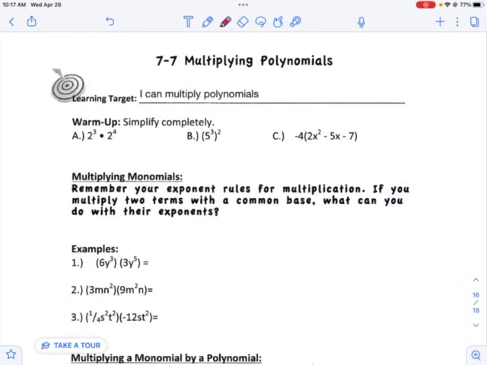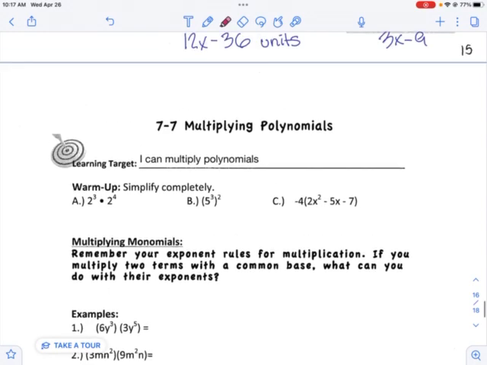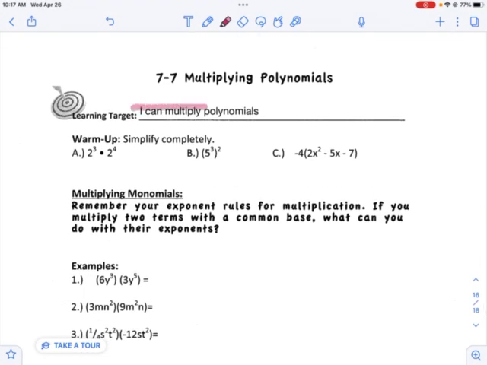Hello, today we are finishing up chapter 7 with section 7.7 on page 16. I can multiply polynomials. So what we'll do is we'll review a few rules first with our warm-up problems and then talk about multiplying monomials and then crank it up to multiplying polynomials. So go ahead, write the target and then go ahead and try warm-up questions A, B, and C.